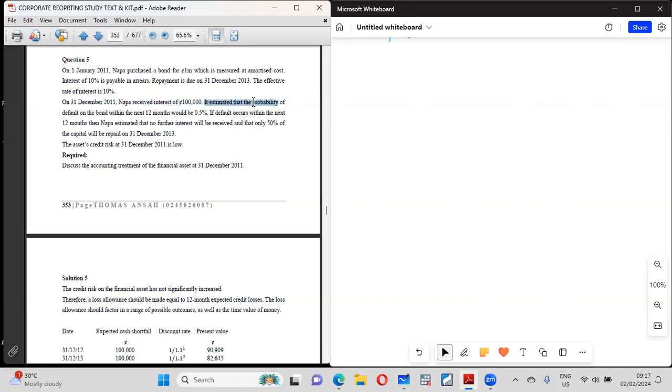It is estimated that the probability of default of the bond within the next 12 months is 0.5. So the probability of default has been given. If the default occurs in the next 12 months, then NAPA estimates that no further interest will be received and only 50% of the capital will be repaid at the redemption date. The asset credit risk is very low. So it says discuss how you account for this in 2011.